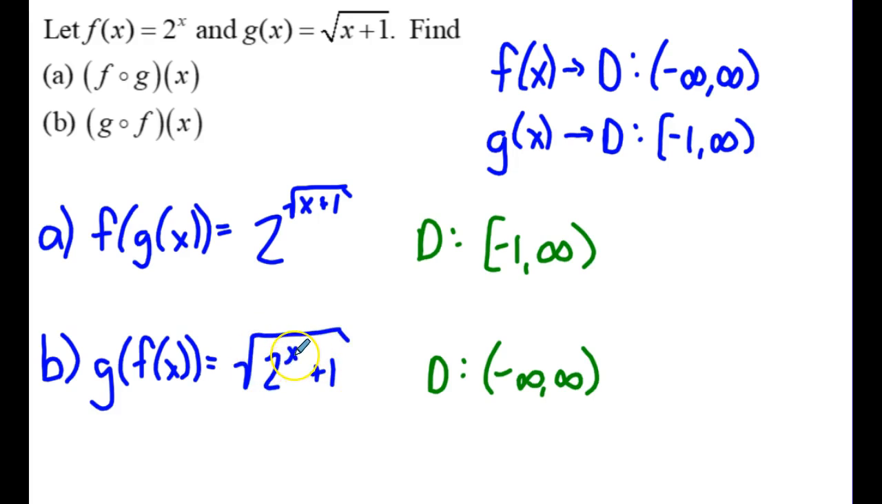Well, no matter what value we put in for x, any number, if it's positive, raised to an exponent, whether that number is negative or positive, is going to be positive. So we have a positive number plus a positive number. So no matter what we put in for x, this radical, this expression, is going to be positive. So our domain for this composition is going to be negative infinity to infinity.